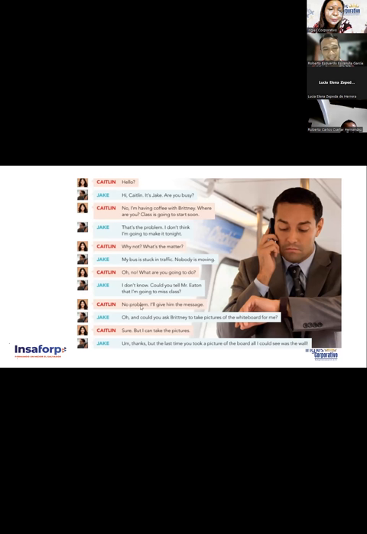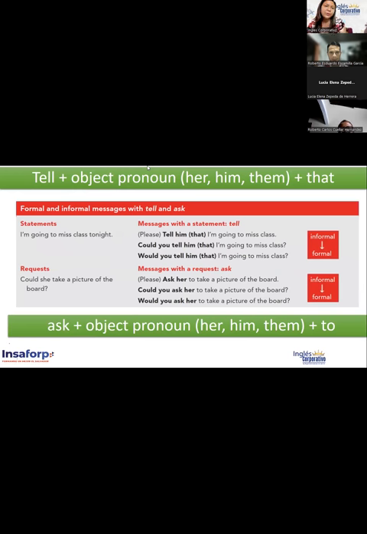Okay, so it says no problem. I'll give him the message. Another message: could you ask? So here we are using tell. Could you tell Mr. Eaton that I'm going to miss class? And in the other message, we have could you ask Brittany to take pictures? So we are using the to take pictures. So let's see this part here. What is the structure? When we use tell, we use the object, which could be a name or an object pronoun. Tell her, tell him, tell them that. Diles, dígale a ella, dígale a él.